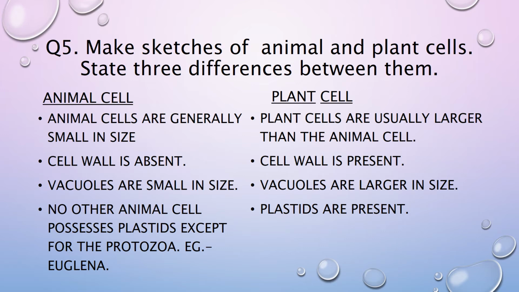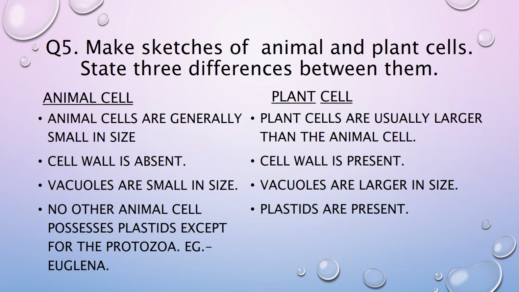It protects the plant from extreme climatic conditions, that is temperature, wind, etc. In animal cell, vacuoles are small in size, whereas in plant cell, vacuoles are larger in size. No other animal cell possesses plastids except for the protozoa. Example, Euglena. Protozoa are the organisms that eat other plants and animals for nutrients and energy. Example is Euglena. It is an algae. It forms a green patch on stagnant water.